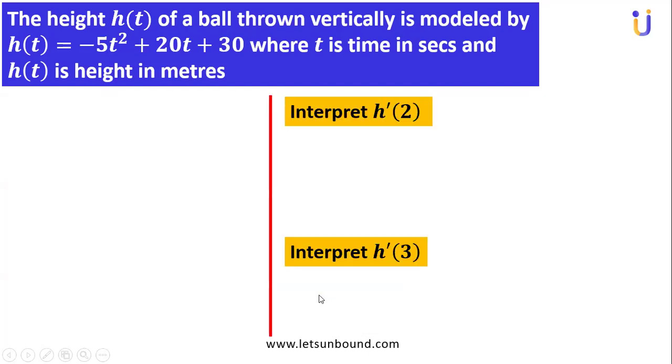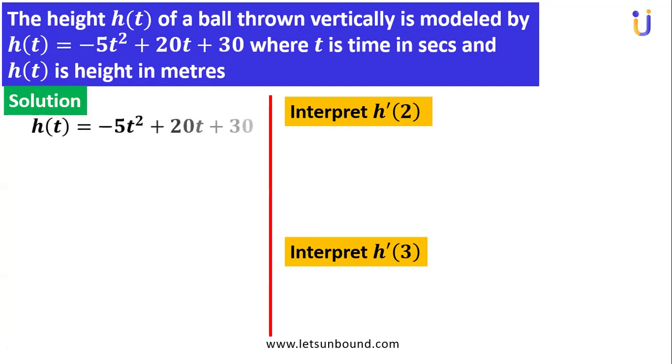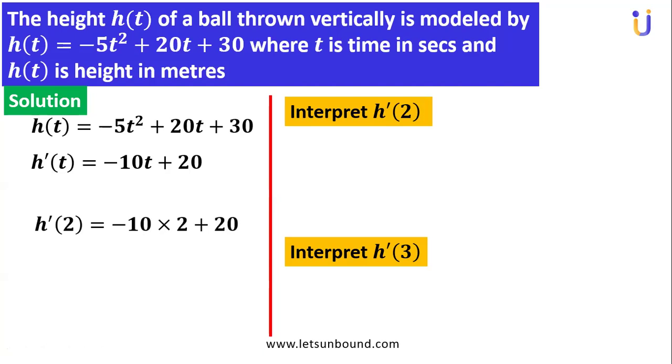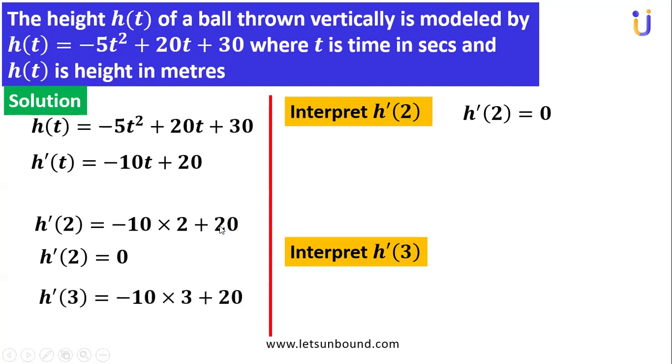And the next one is to interpret h dash of 2 and h dash of 3. Let's solve this. We have h of t. You know how to find the first derivative. So h dash of t is, just applying the power rule, minus 10t plus 20. Then plug in the values. h dash of 2, simplify, you get 0. And h dash of 3, again plug in and simplify, we get minus 10. Now it's time to interpret.